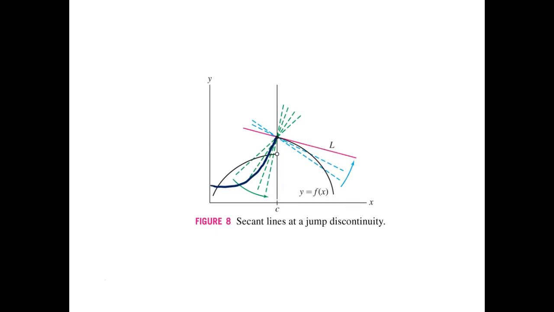This function is continuous because as x approaches c from the left, it's approaching this value, and as x approaches c from the right, it's approaching this value. But guess what? It's not differentiable. Just because it's continuous doesn't mean it's differentiable, because this has a slope that's approaching here from the left and approaching there from the right. The slopes are not continuous, therefore it's not differentiable. So differentiability does imply continuity, but continuity doesn't guarantee differentiability.